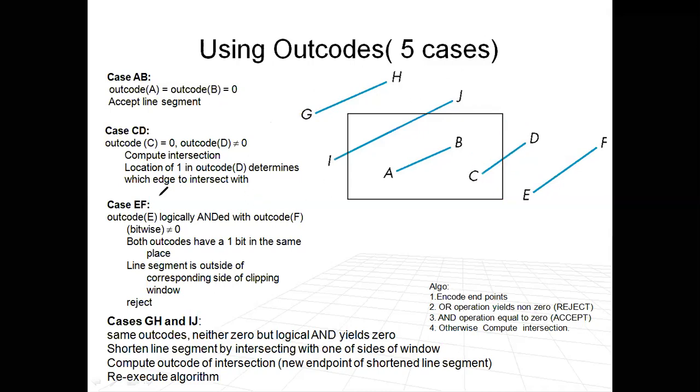Now considering EF. What is EF? This EF it is. Two endpoints are given, and the outcodes are 0 0 0 1 and 0 0 1 0. When we perform the AND operation between these two endpoints, what will it yield? 0 1 0 0. So it is a non-zero value. The line is lying outside the visible region and it will be trivially rejected. After rejection, no clipping will take place. Simple. So these two cases are very important to understand.